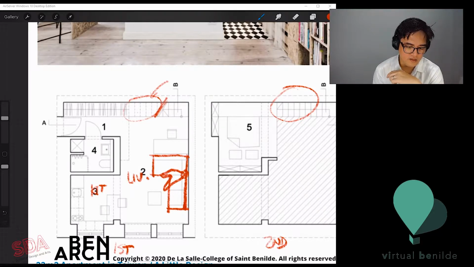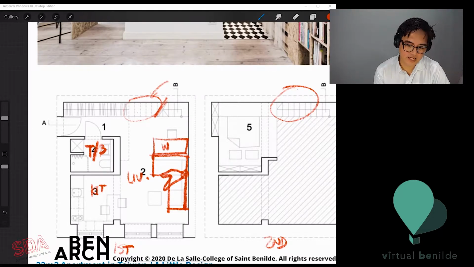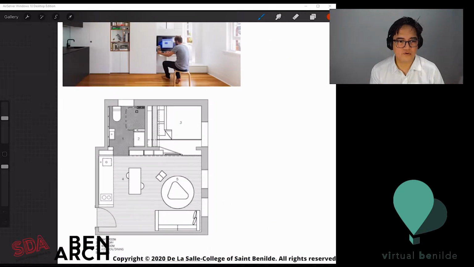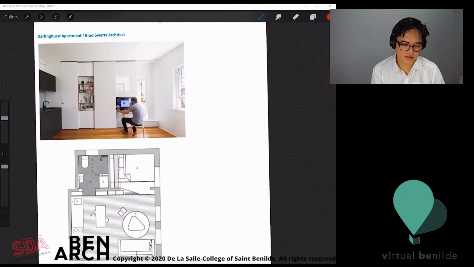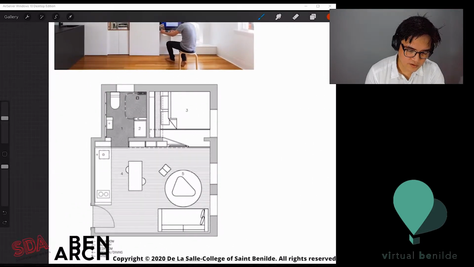This is a small kitchen, and this is obviously the toilet and bath, TNB. Now here we can see a table of some sort. Probably this is a desk for working. So it's a really tiny apartment. Now if we go through other works, this particular apartment by Brad Swartz Architects is another example of a small apartment.